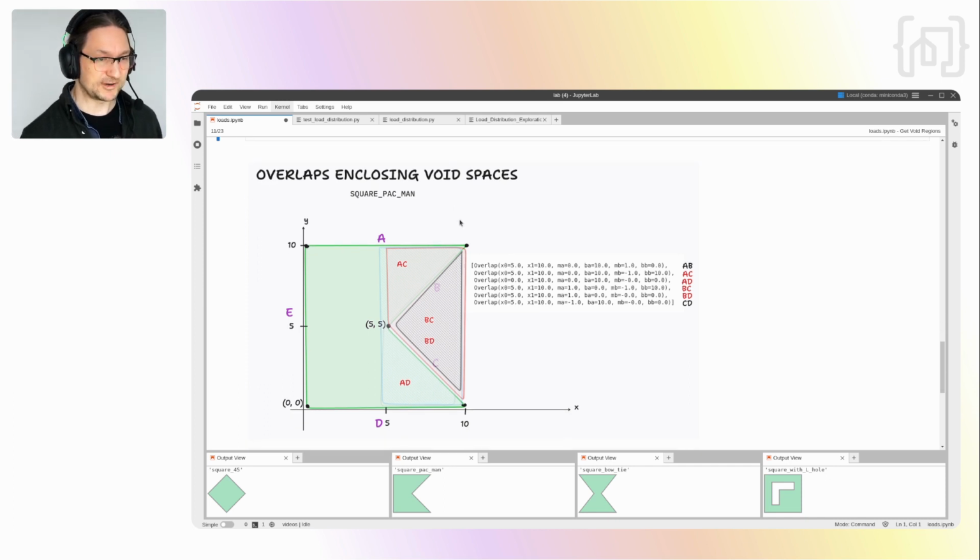So when we have an overlap enclosing a void space, let's look at this overlap for the square Pac-Man that we had. We've got two overlaps here that actually enclose spaces where we need to keep track of the area. And that's A overlapping B, and also line C overlapping D. A overlapping D has a void space here. So all these ones that are marked red are describing overlap regions that contain either entirely void space or partially contain some void space. So we need to figure out which of these are going to be actually adding area to our distributed load and which ones are going to be subtracting area from our distributed load.